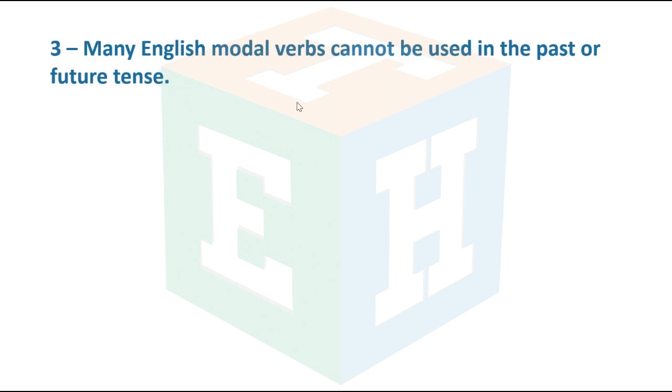Number three, many English modal verbs cannot be used in the past or future tense. Example, he can go with us. This is wrong.